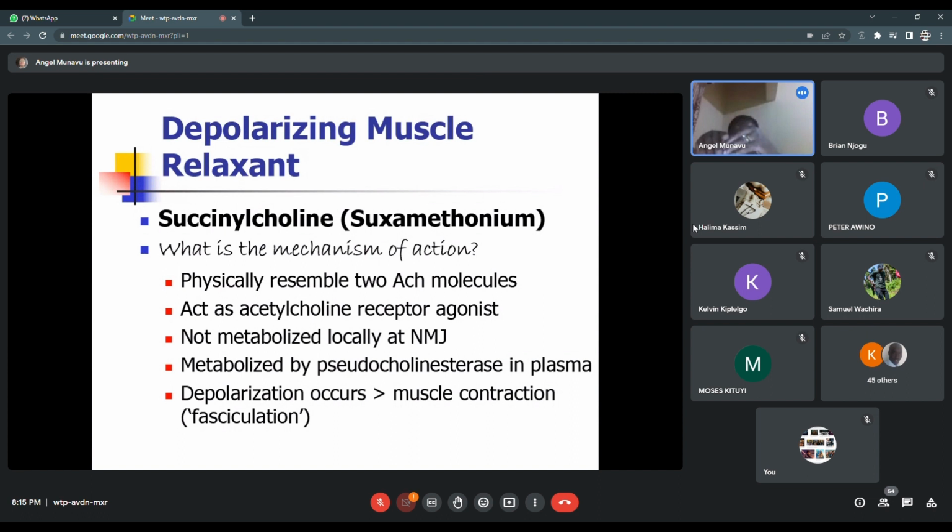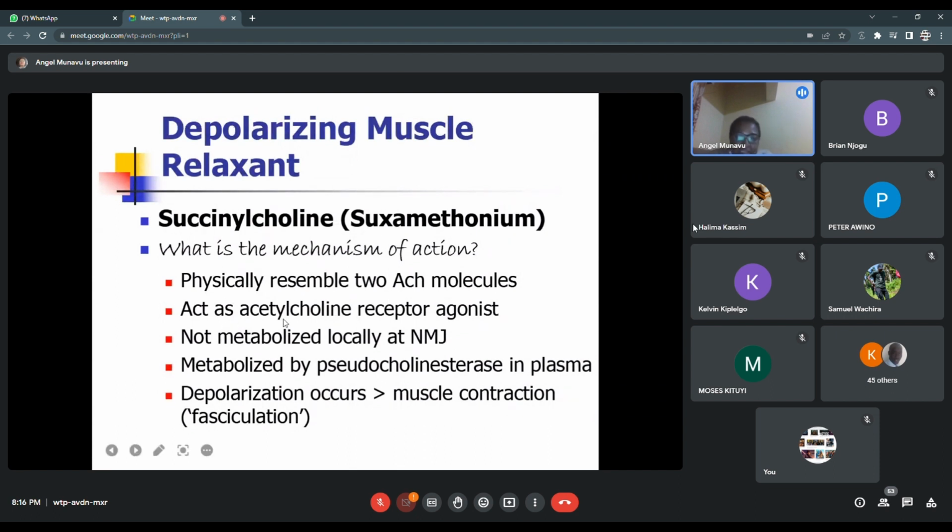It is not metabolized at the neuromuscular junction. We say that acetylcholine is metabolized, or in other words, it's hydrolyzed by acetylcholinesterase. Remember when I was telling you to write that equation: you write acetylcholine, it gives you acetate and choline. We see that this breaking down of acetylcholine into acetate and choline is catalyzed by acetylcholinesterase, which is an enzyme.